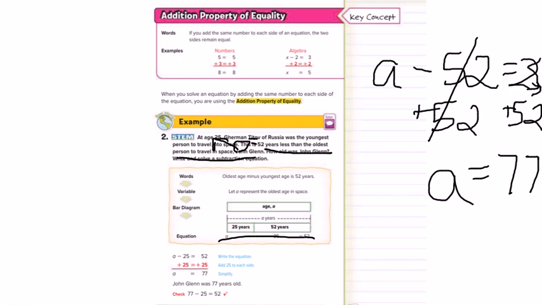So the key part when writing subtraction equations, again, is making sure your variable's not alone to start it off, and you are going to just translate from the words given. This key part here, 52 years less than the oldest person to travel to space, is going to help you figure out the main part of the equation. Go ahead and try the got it problem below to check your understanding.